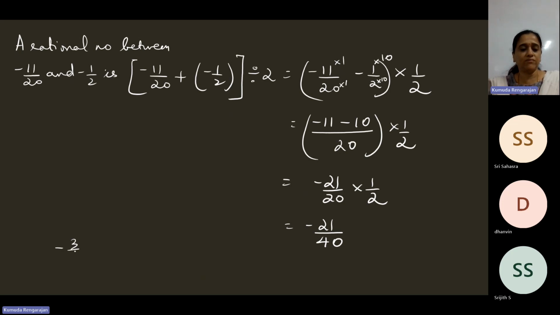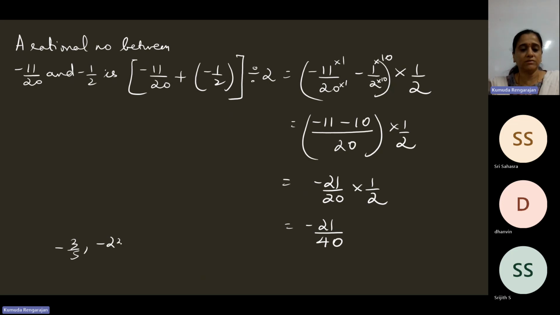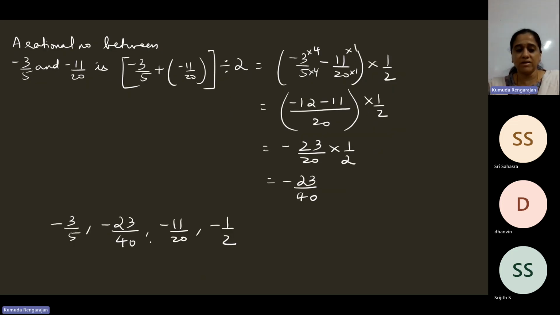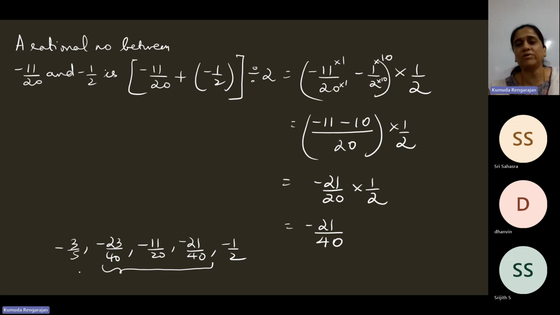So it's minus 3 by 5, minus 23 by 40, minus 11 by 20, minus 21 by 40, minus 1 by 2. So these are the three numbers you've inserted. You can keep finding like this. You can take any two numbers.